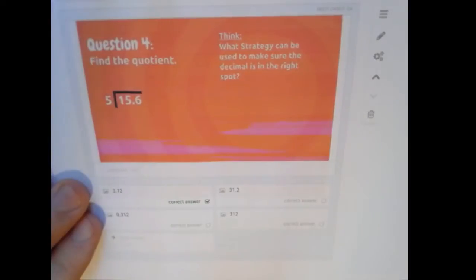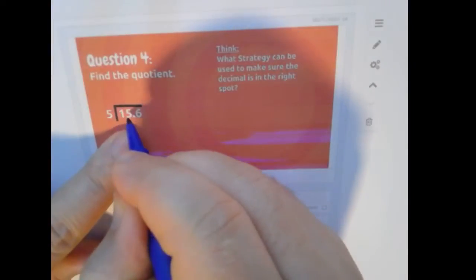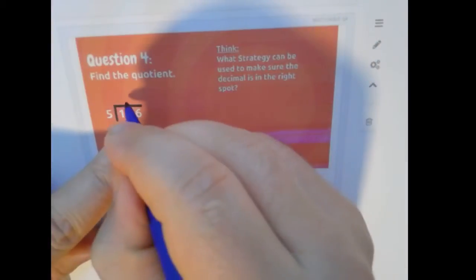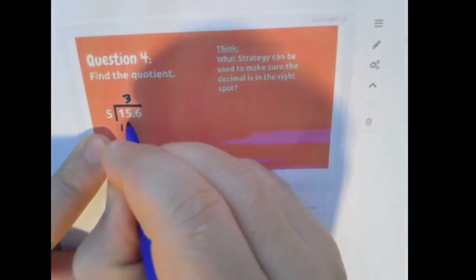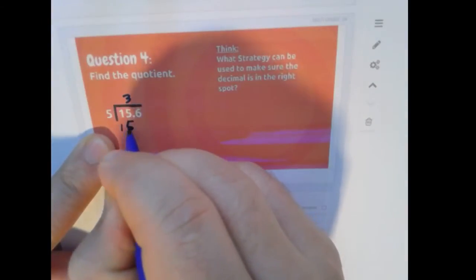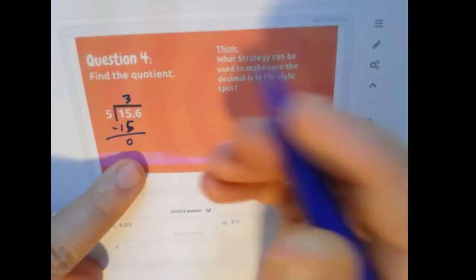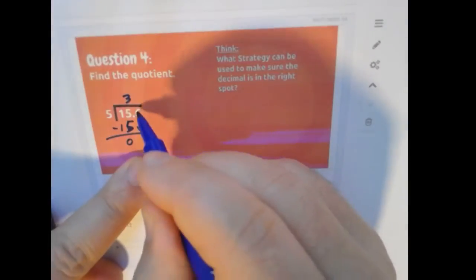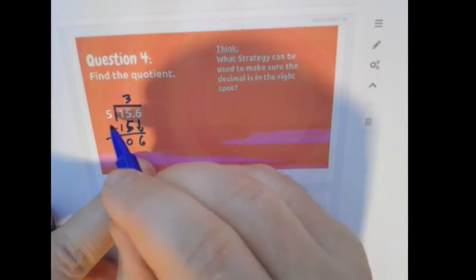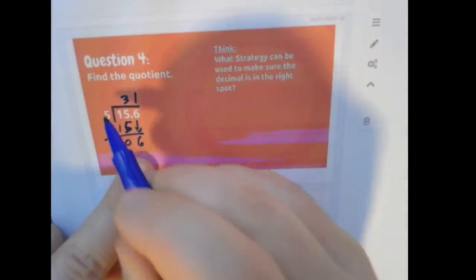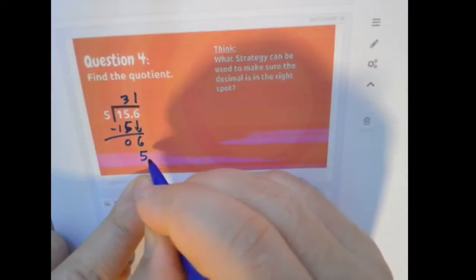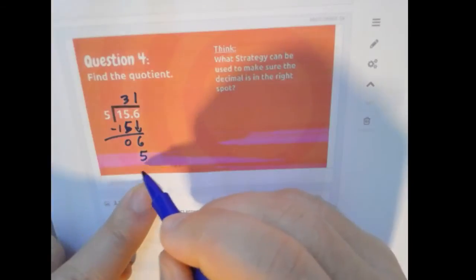Okay, so let's find the quotient using division. How many times does 5 fit into 1? It does not. How about 5 into 15? 3 times. 3 times 5 is 15. Find the difference is 0. Now we drop the 6. How many times does 5 fit into 6? 1 times. 1 times 5, 5. Find the difference. 6 take away 5 is 1.